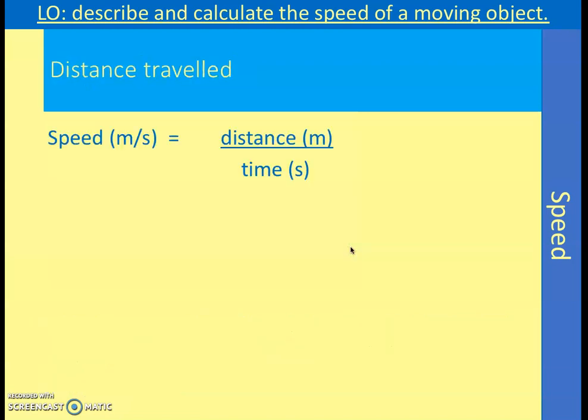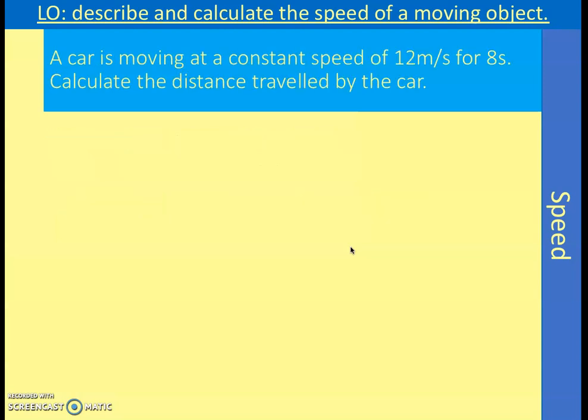So distance travelled, I want to rearrange my equation. We already can do this. We can either use our triangle or we can just do a simple rearrangement that you would have used in maths. So if I'm looking for the distance travelled, it is speed multiplied by time. So pause the video and try and do this question yourself.